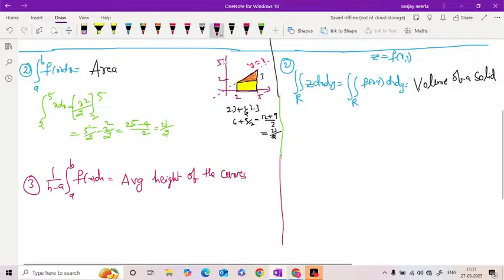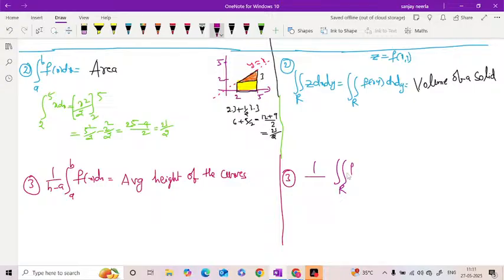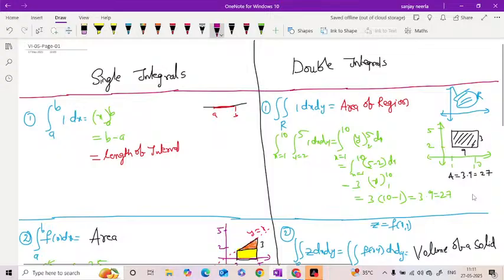Similarly, the third point here: the double integral of f of x y dx dy divided by A, where A means the area, gives the average volume of the solid. Anyway, this is about the previous topic.